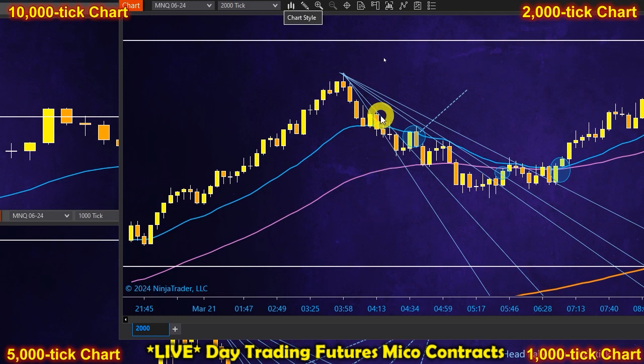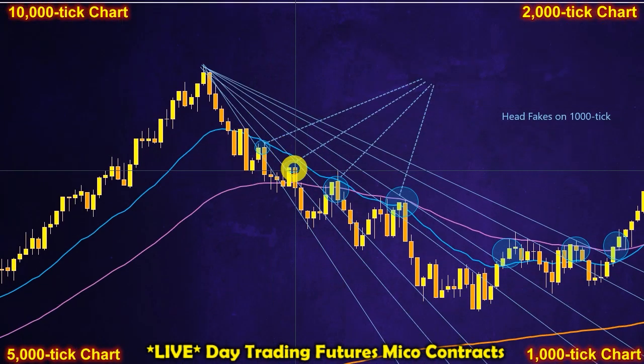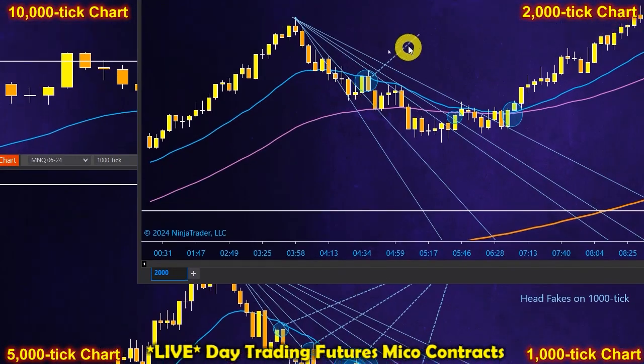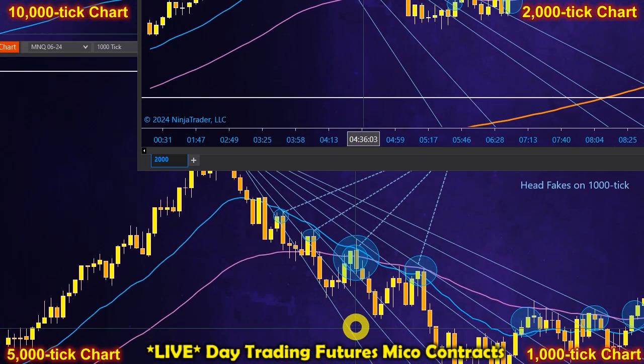So this trend line break right here that happened is the only one on the 2000 tick chart that threw me off. So in other words, all these trend line breaks right here did not look good on the 2000 tick chart. Only this one right here, I'll draw another circle around it. That one right there looked really, really good even on the 2000 tick chart. Let's take a look at that on the 2000 tick chart. Here it is right here. And you can see that it clearly broke this trend line and it was going up on both of these charts.